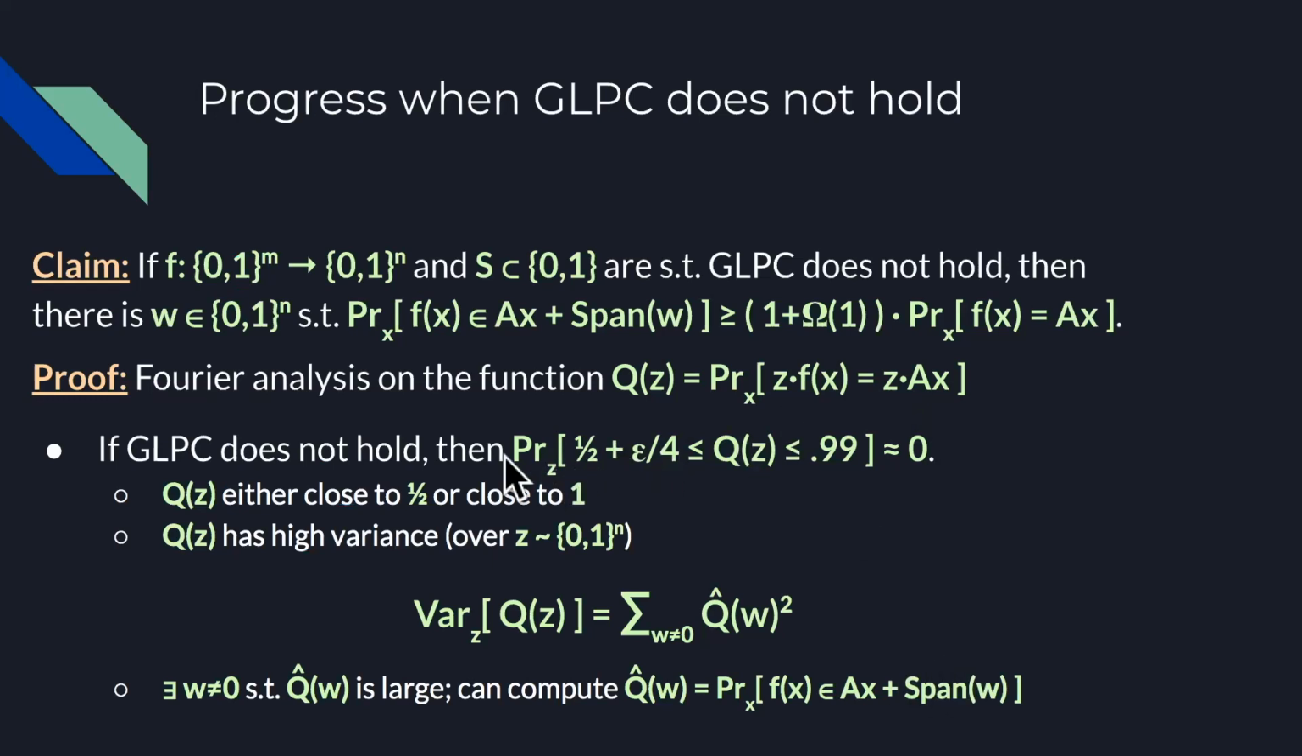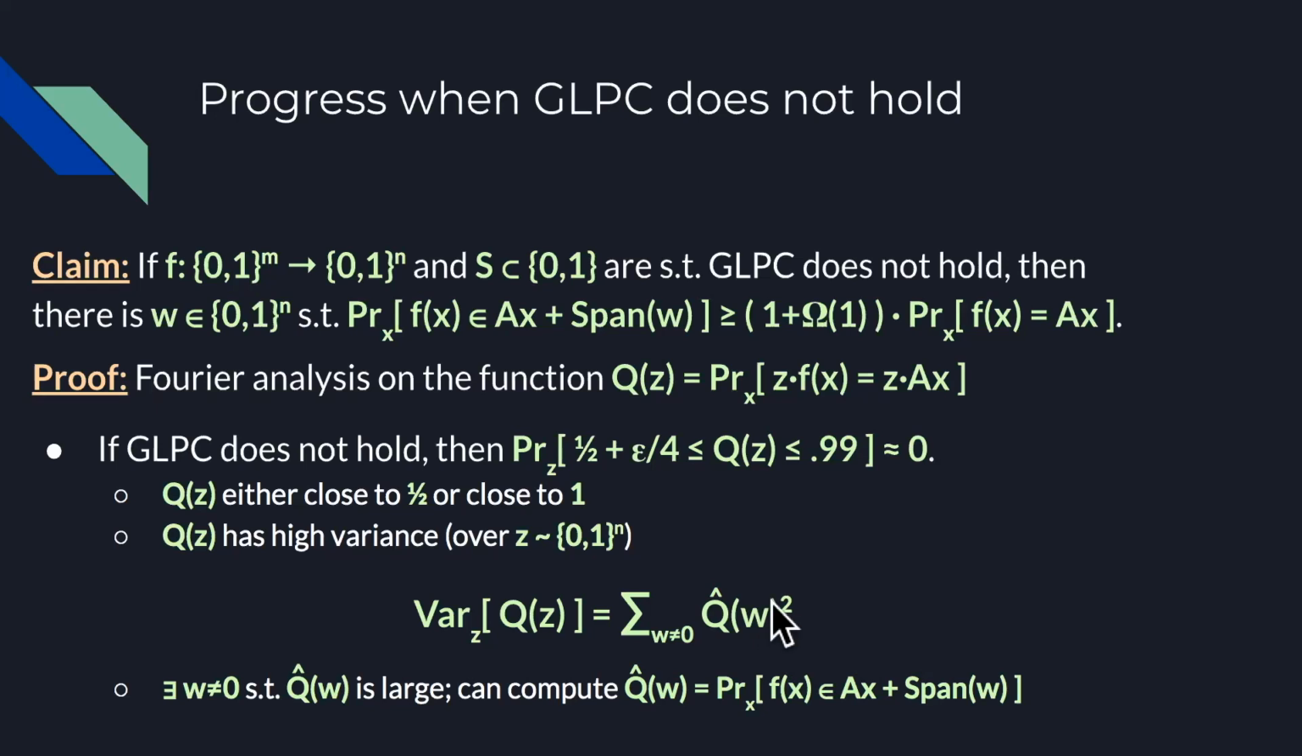The key point is that if the Goldreich-Levin progress condition doesn't hold, then this function q has high variance. It's always either very close to 1/2 or close to 1, so it has high variance. That means it has a heavy Fourier coefficient, because you can write the variance as a sum of these Fourier coefficients.